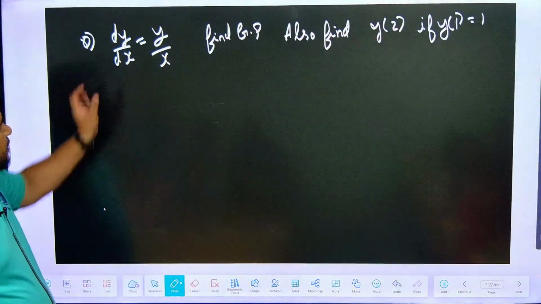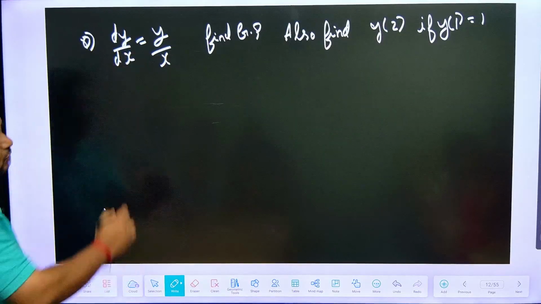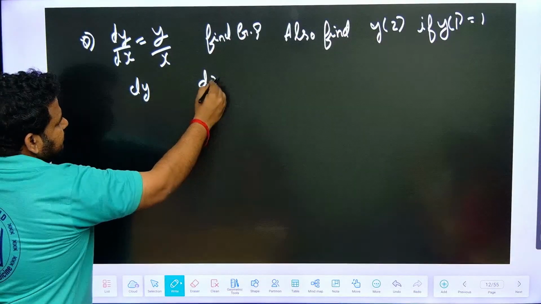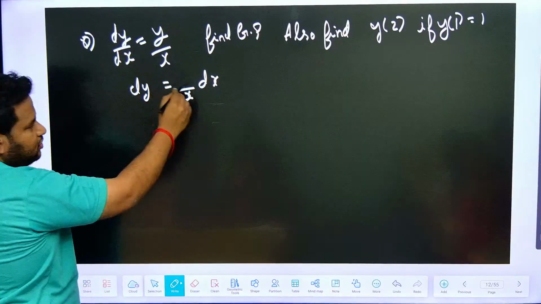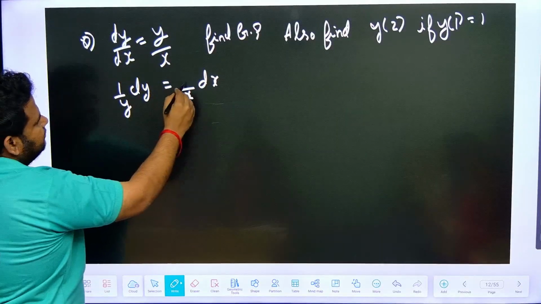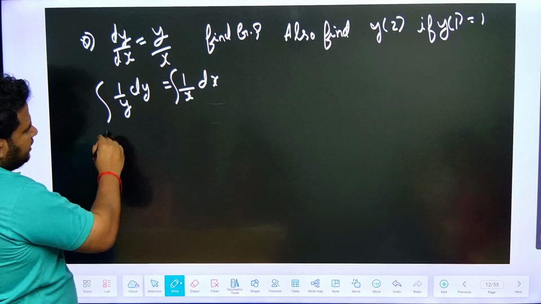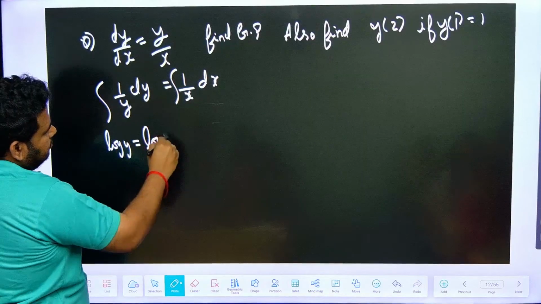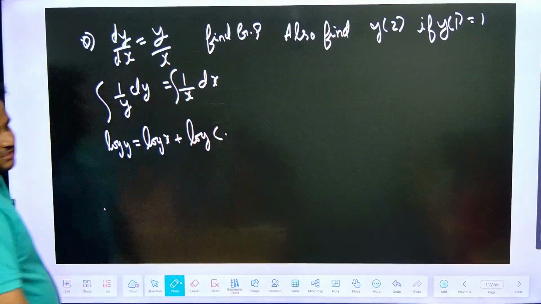I told you the x term should be with dx and the y term should be with dy. So first I will write dy as it is, and bring dx to this side. x is there, so I will keep x here itself. This y should come with dy, so I will bring it down, and this will become 1 by y dy equals 1 by x dx. So we will integrate it. On integrating we get log y is equal to log x plus a constant, which we will take as log c.